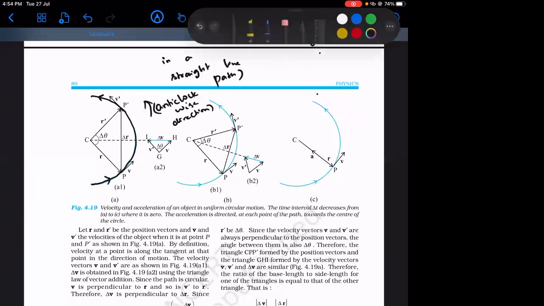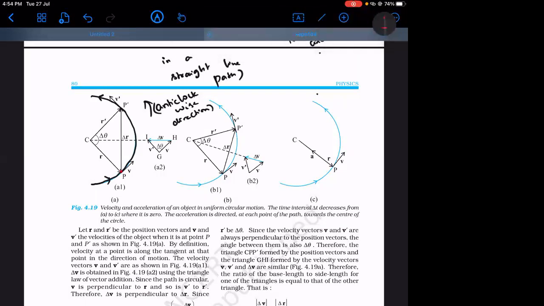Now listen. Let's say when the object is at point P, its velocity is in this direction, correct? But how is the object moving? This should never be forgotten. It is in uniform circular motion. So when I say it is in uniform circular motion, if the object at this point is moving with the speed of 2 meters per second, here also it will move with the speed of 2 meters per second only. But what is changing?